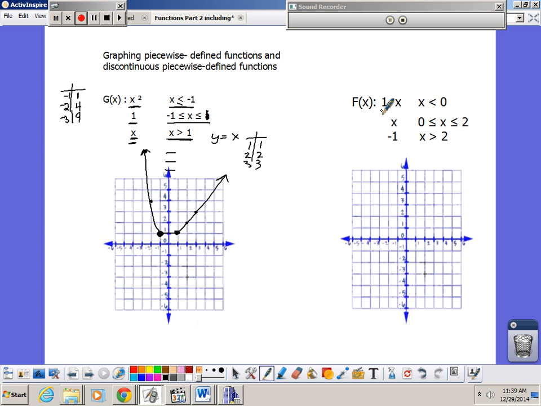So the next one, 1 minus x is below 0. So I'm going to start at 0. 1 minus 0 is 1. Then -1, because I need it below 0. 1 minus -1 is 2. 1 minus -2 is 3. So I start at (0, 1) with an open dot. You can see it doesn't have the underline. Then (-1, 2) and (-2, 3).